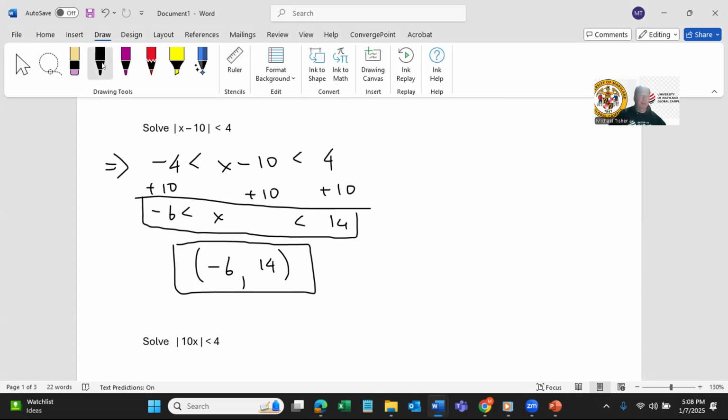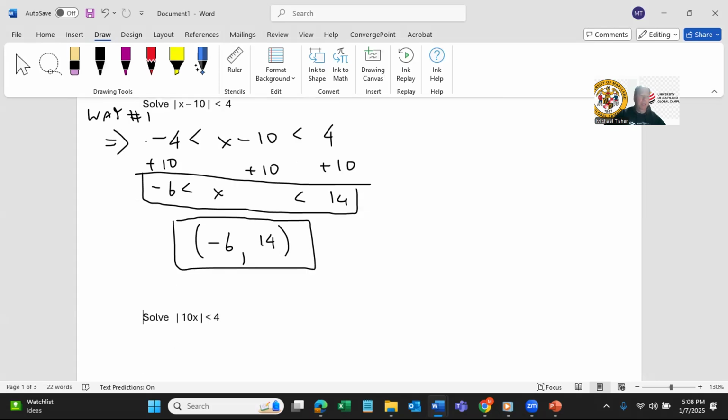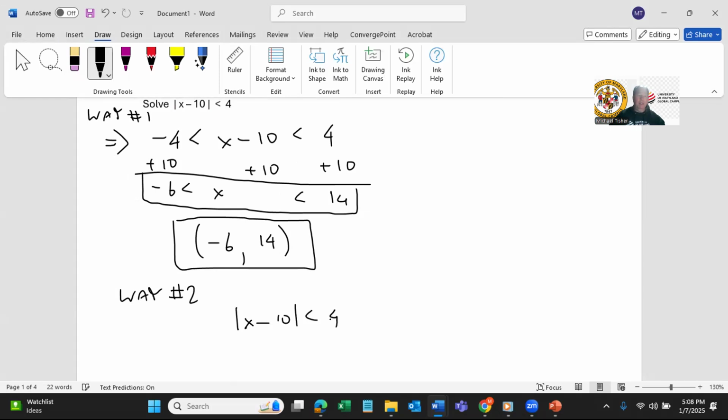Okay, so that's the traditional way to do it, and we'll call this way number 1. For way number 2, we're going to get a graph of this. So we're going to type in the absolute value of x minus 10, closed absolute value, less than 4 in the Desmos graphing calculator. And let's see what that looks like.